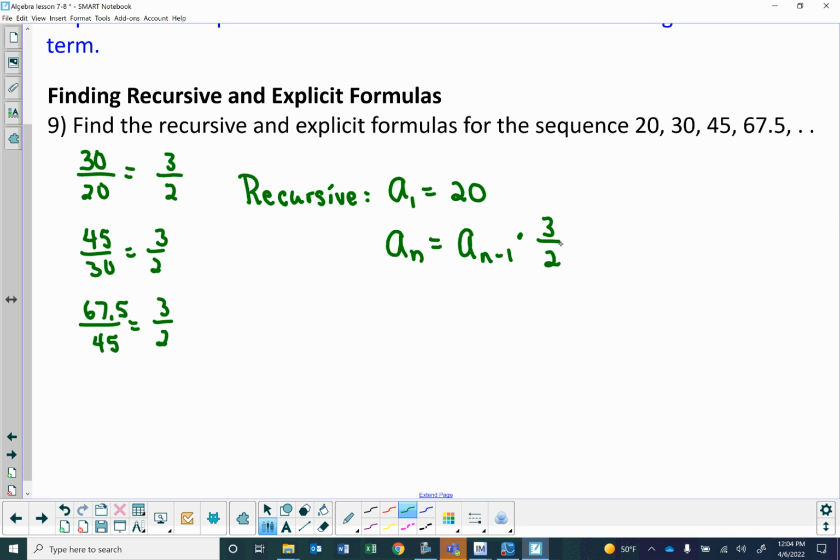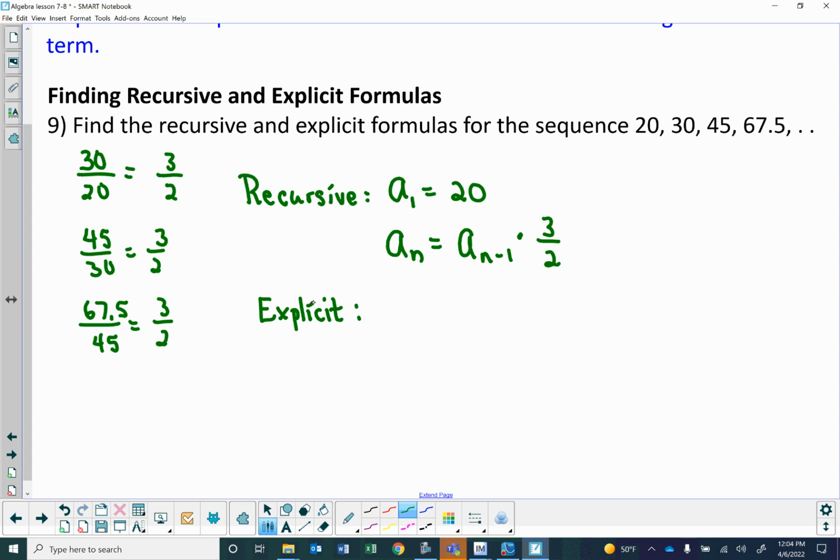Not my favorite formula. It does work, but it can be a little confusing because you have to know what a of 1 is. I have to know that a of 1 is 20 in order to solve anything in this particular formula. The explicit formula allows me to get any number I need without having to have the number in front of it. Remember, the recursive formula requires you to have the previous number in order to get the next number.